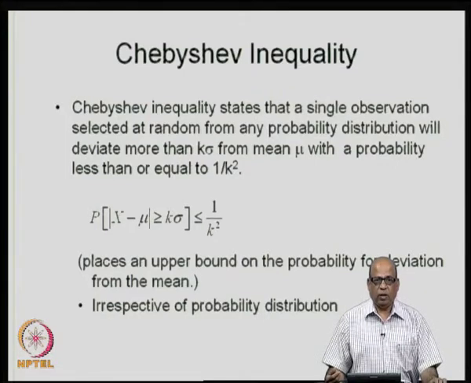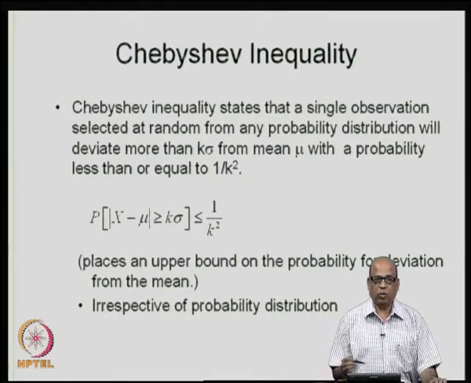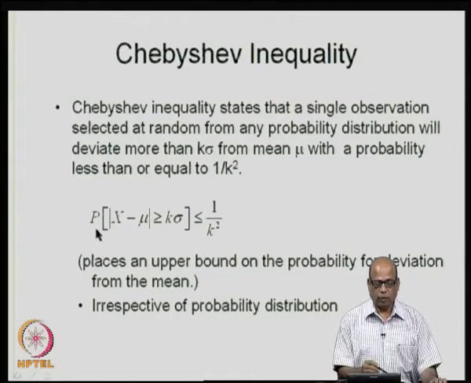So, the Chebyshev inequality, let us first state it and then see the significance of this. The Chebyshev inequality states that a single observation selected at random from any probability distribution will deviate more than k sigma from the mean with a probability less than or equal to 1 by k square. More formally, we write this as probability of the absolute value of x minus mu being greater than or equal to a specified value k sigma, k times sigma, will be less than or equal to 1 by k square.